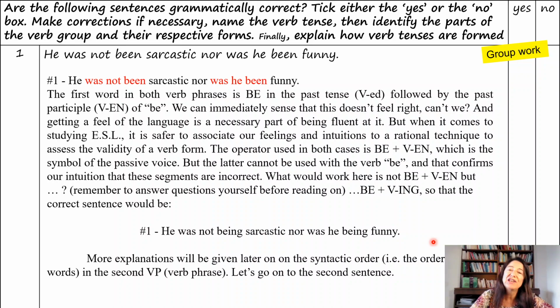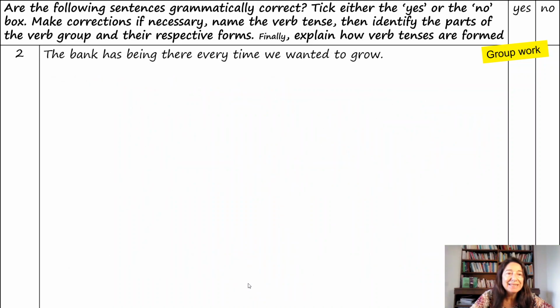So more explanations will be given later on as regards the second verb phrase here, which has a very special word order or syntactic order. And we will explain that this is because this clause starts with nor. So there is an idea of presupposition that makes it necessary to use this special verb order. Let's go on to the second sentence.